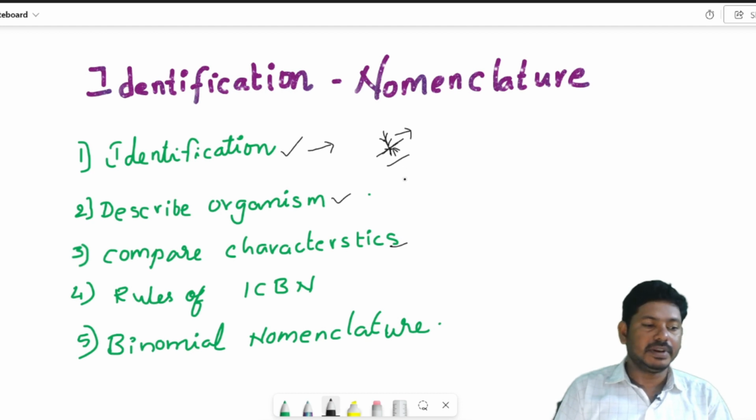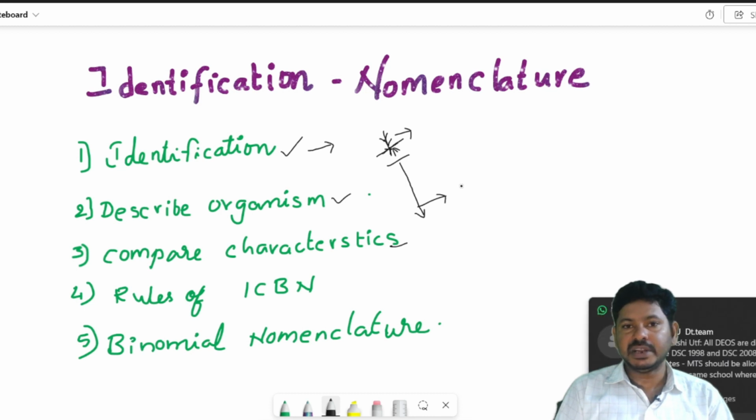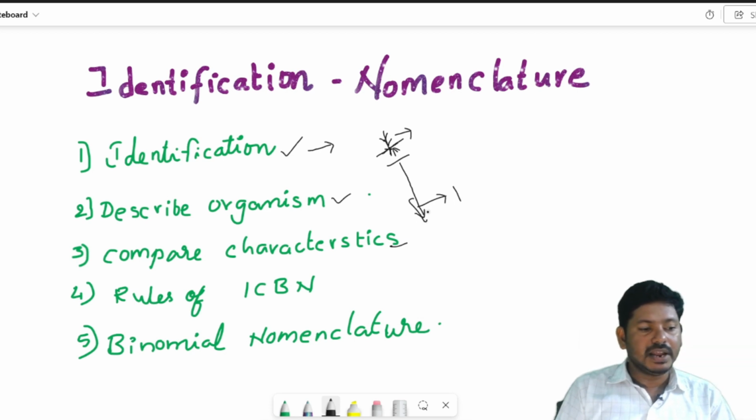This is a new plant. What should we do? We have to compare this plant with a herbarium specimen. We already know herbariums. We have to compare the characteristics of the herbarium specimen and this new plant. After comparing, there may be some relation between these two plants. So now we can easily name the plant.